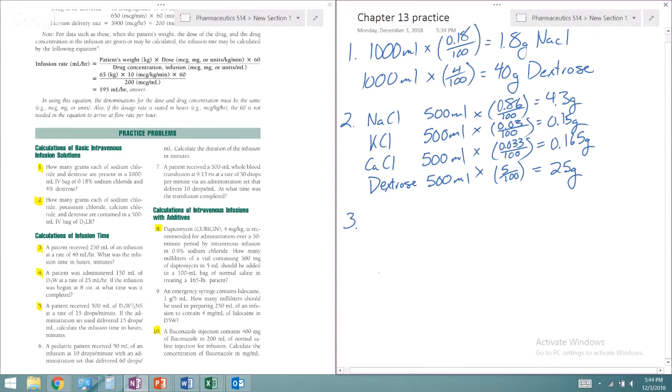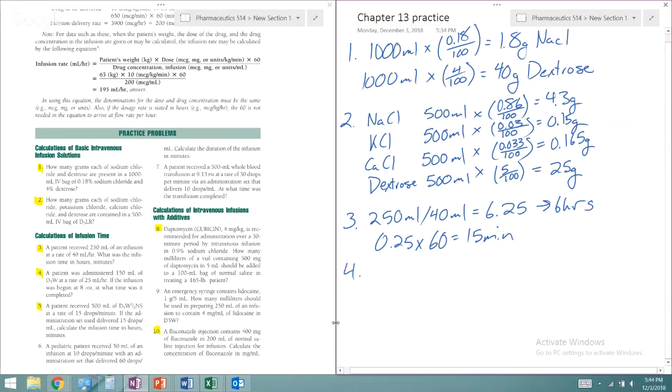All right, a patient received 250 ml of an infusion at a rate of 40 milliliters per hour. What is the infusion time in hours and in minutes? So take 250 ml, divide by 40 ml per hour, and you find that that is 6.25 hours. So you have 6 hours, and then 0.25 times 60 is 15 minutes. So it is 6 hours and 15 minutes.